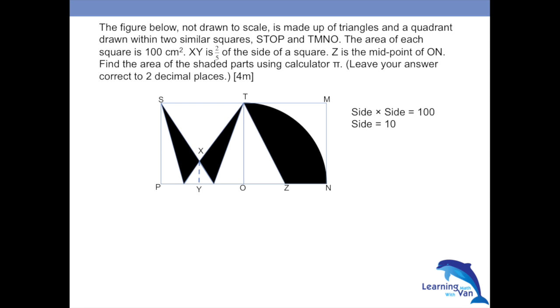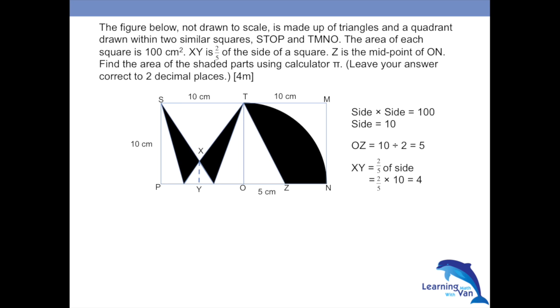And then what's the next information that you can gather from this sentence? You are able to find OZ, because we are told that Z is the midpoint of ON. So you know OZ is 10 divided by 2, which will give you 5. Alright, let's plug in whatever information you have into the figure diagram. We were also told that XY is 2/5 of the side of a square. That's easy. Since we know the side of the square is 10 centimeters, XY would be 4 centimeters.